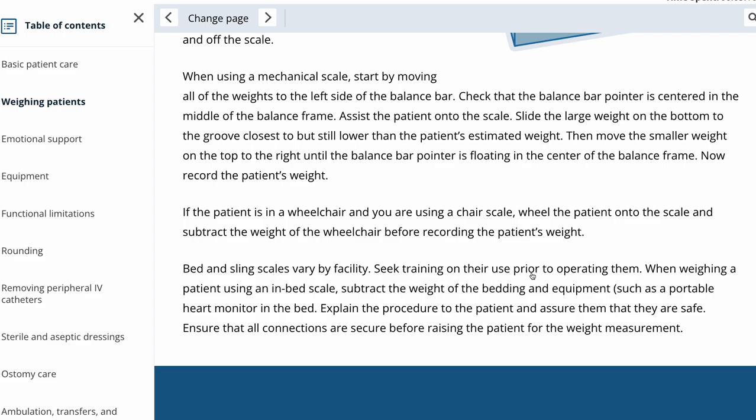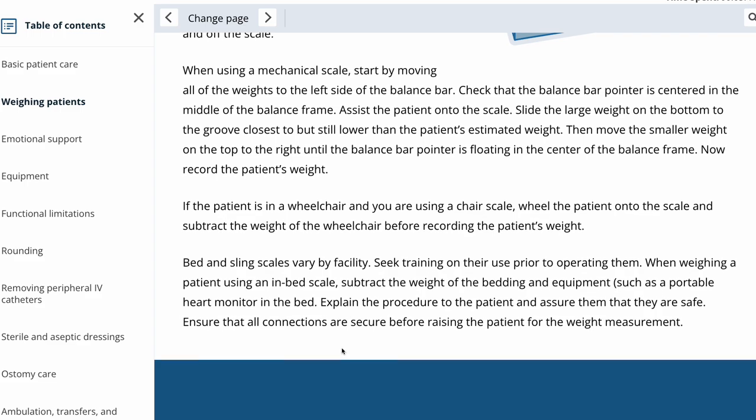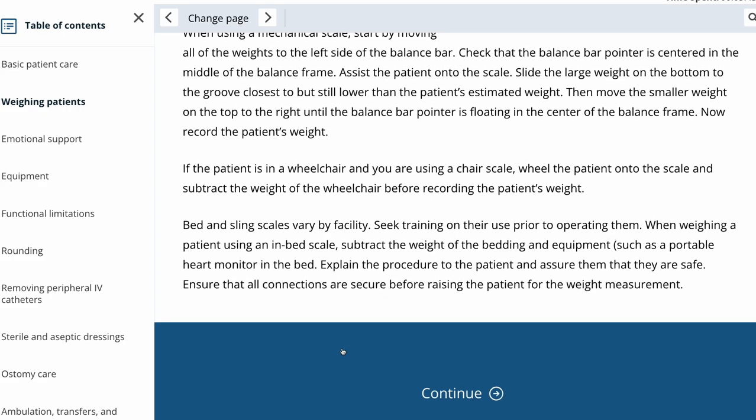Seeking training on proper use of how to operate these different weighing machines is really important. You don't just want to use it and think you know what you're doing. You do definitely want to make sure you get trained on it. Make sure you subtract things like the bedding, or maybe the patient has a Holter monitor on, right? And they don't usually have it on. Whatever it is, you want to think about those and make sure you subtract those. Always explain to your patient what they're doing, tell them how to be safe, and then ensure that everything is connected properly, and then go ahead and weigh your patient.